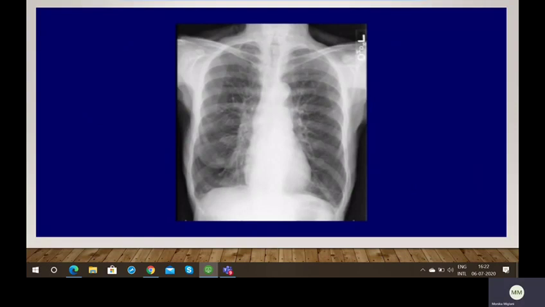Sometimes in COPD patients you will find a teardrop heart. The heart becomes just like the shape of a teardrop. It can be a diagnostic feature of COPD.